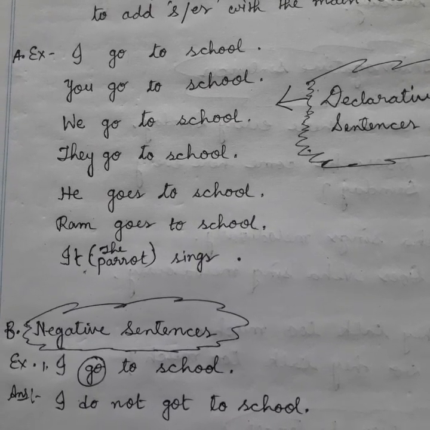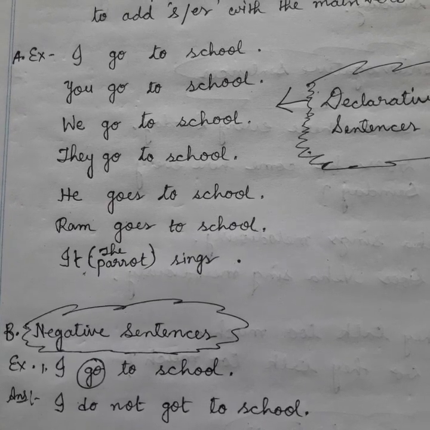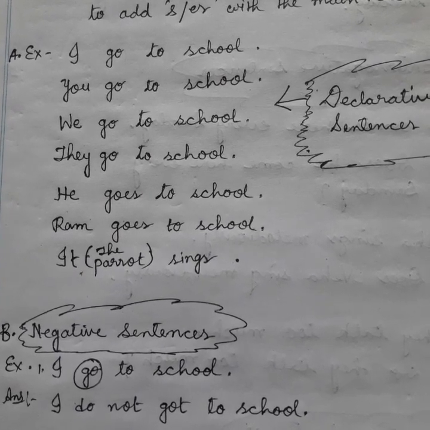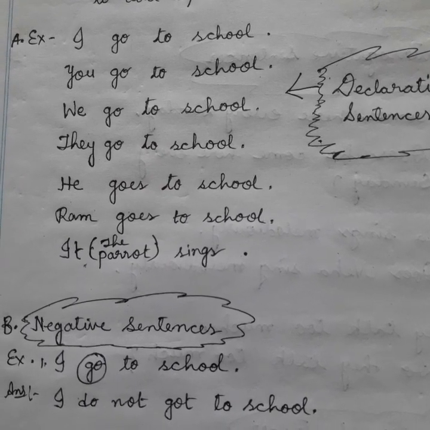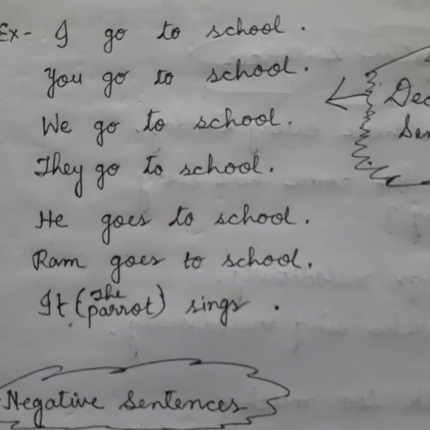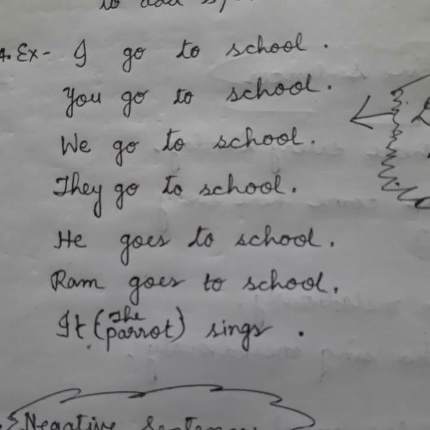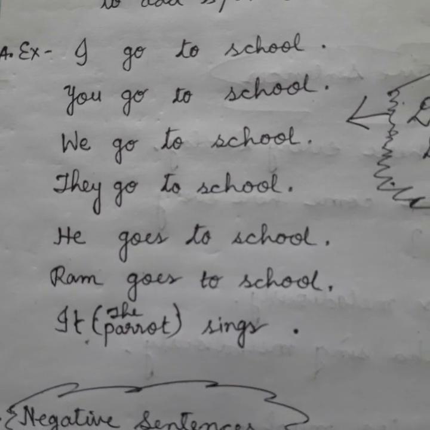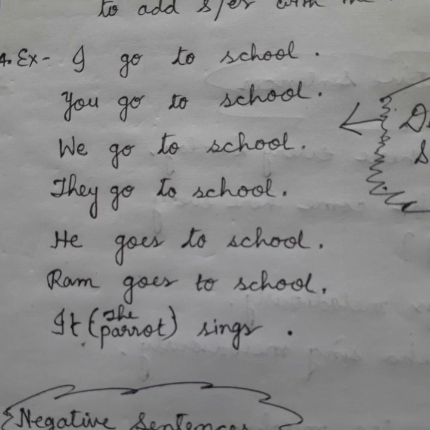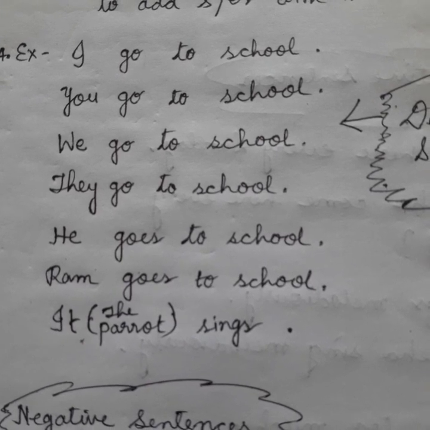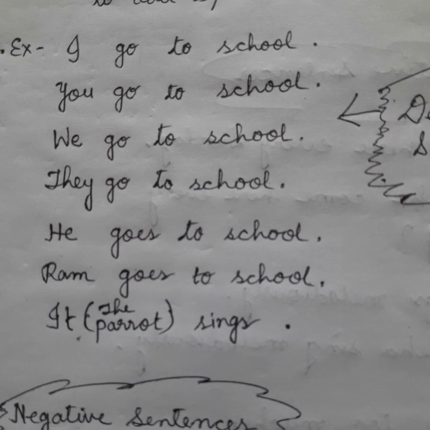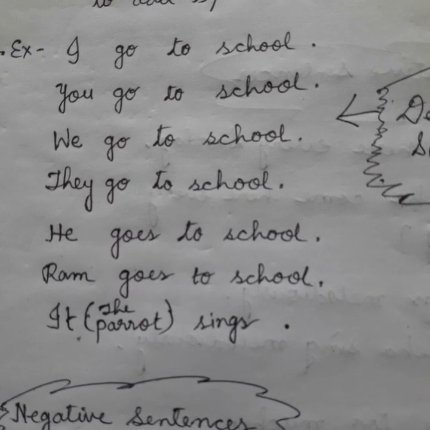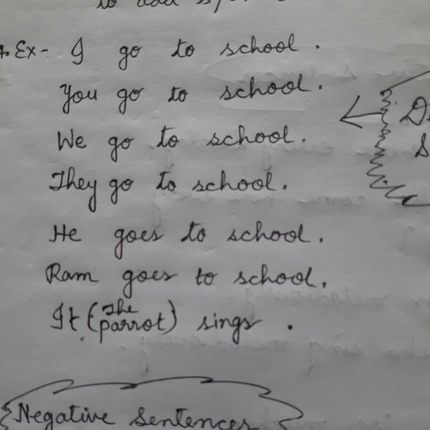So I is first person singular number. So for first person singular number you have to use the main verb. Okay. So, I go to school. So which one is the verb here? Go is the verb here, because go means doing something. Okay. So go is the main verb. You go to school, we go to school, they go to school. In case of plural form we use the main verb.